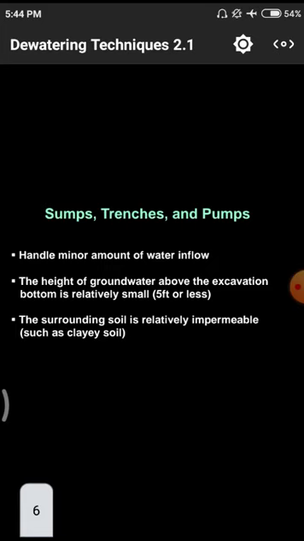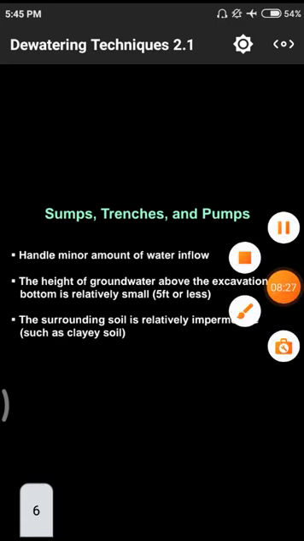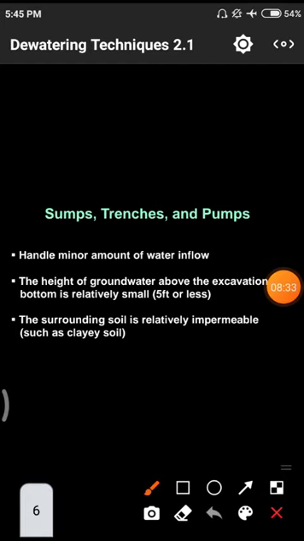Next, the height of groundwater above the excavation bottom is relatively small, 5 feet or less. Whenever we use these techniques, first we need data on the available groundwater level in the particular area. Previously we had an introduction to groundwater: what it is and in which fields we have a huge amount. Groundwater is the flow of water from a huge area to low-lying areas.